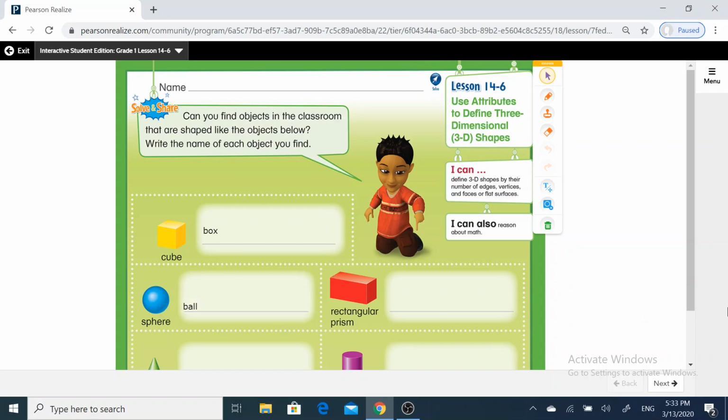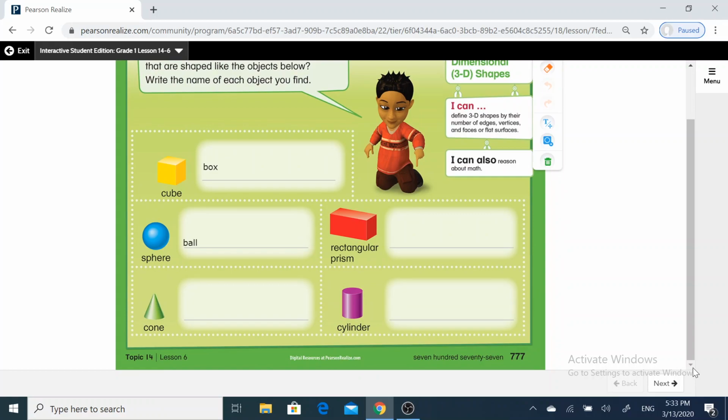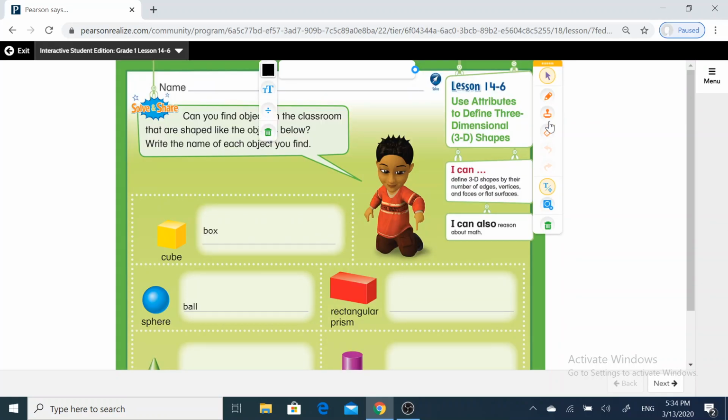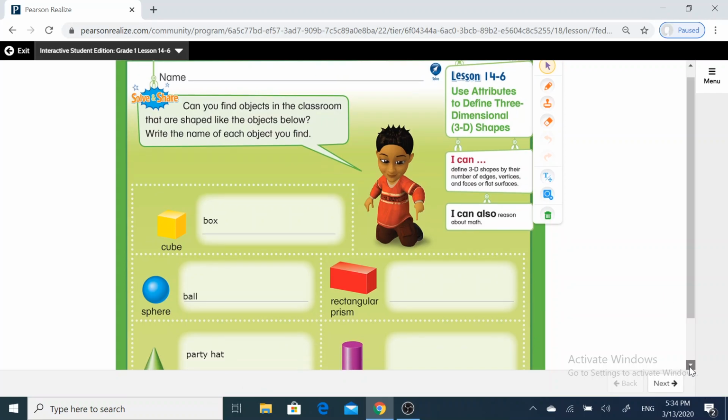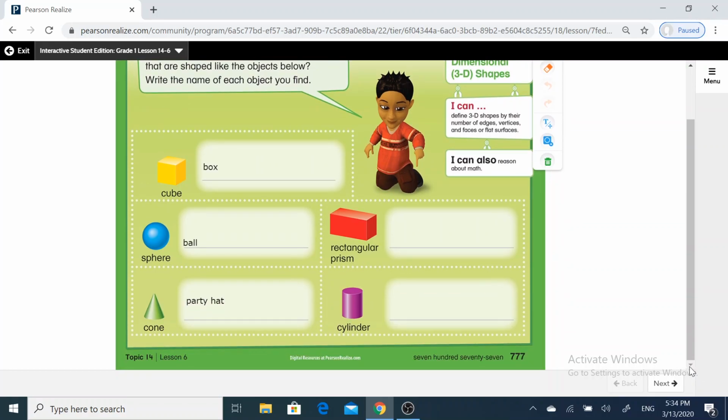Cone. Repeat with me. Cone. Good. Like a party hat. Awesome. Repeat with me. Rectangular prism. Rectangular prism. And give me an example from your room. Cylinder. Cylinder.